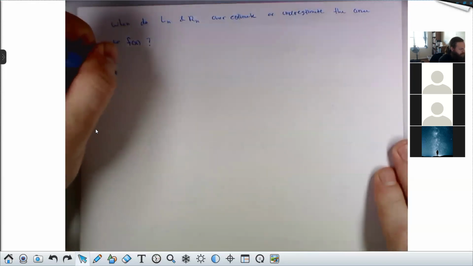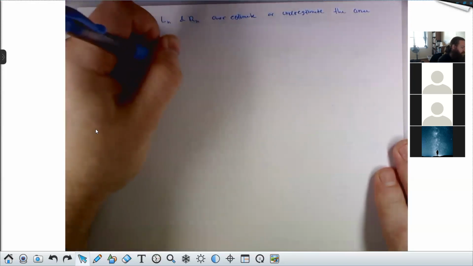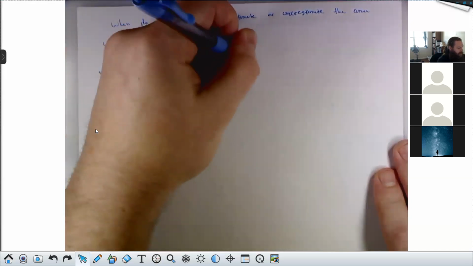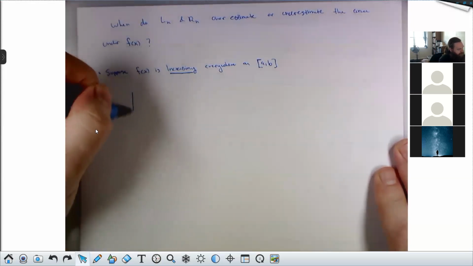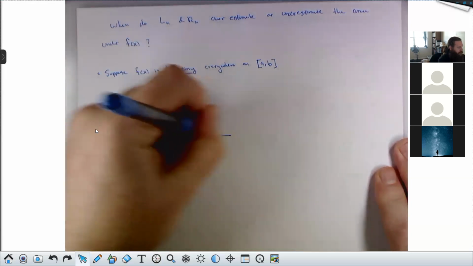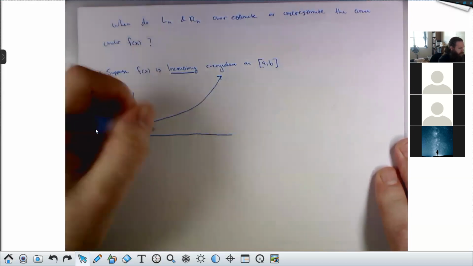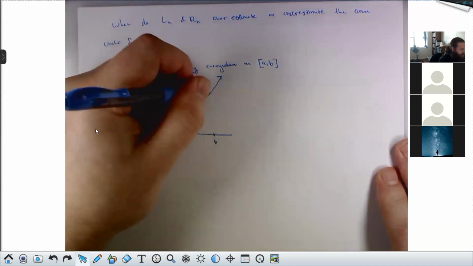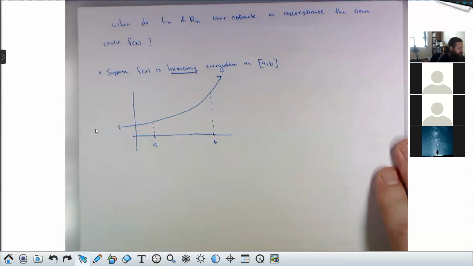Suppose f of x is increasing everywhere on the interval AB. Here's A, B. So the actual area I'm trying to measure is the shaded area here.